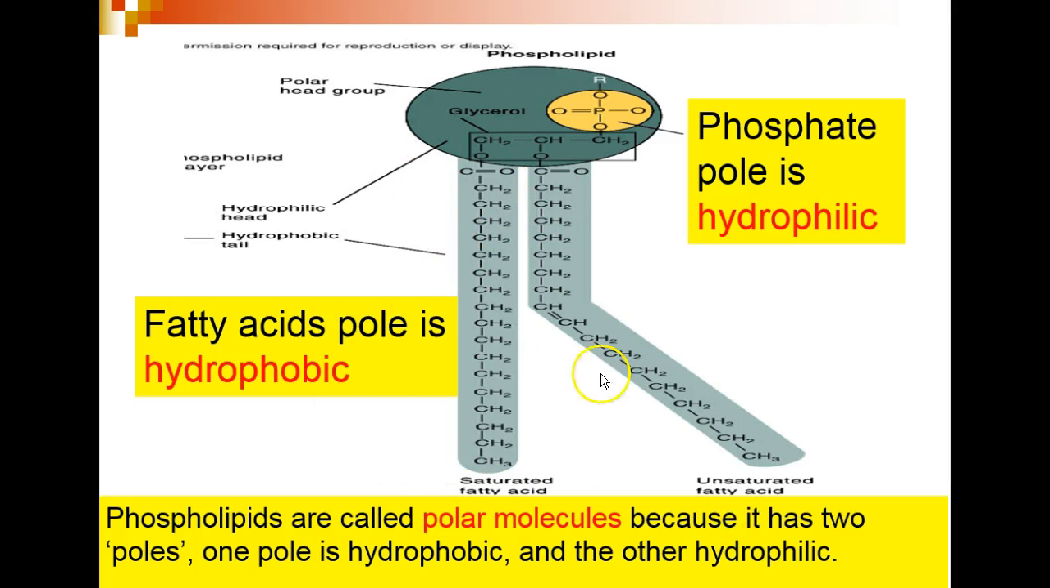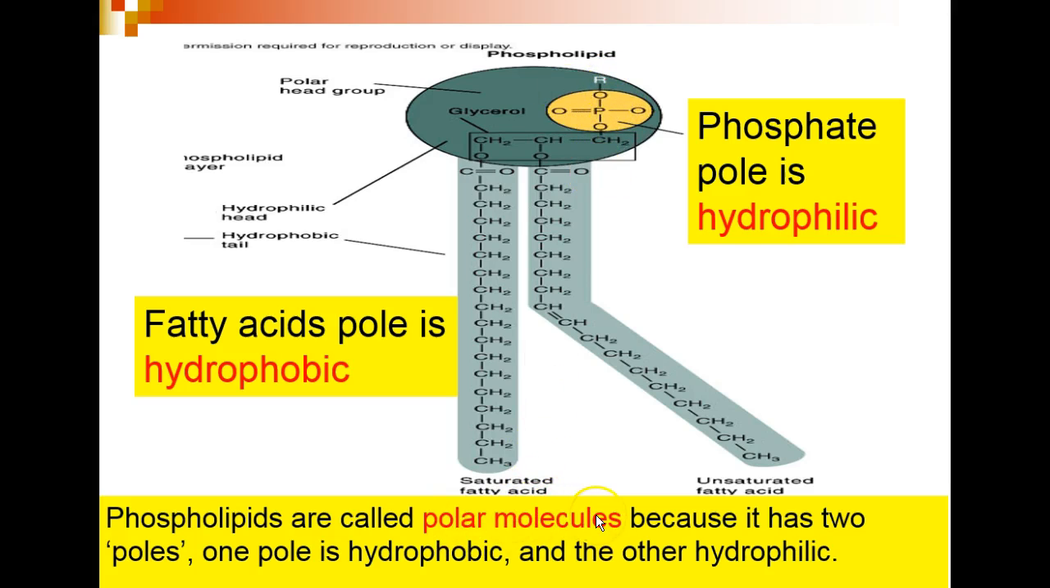This is a depiction of a phospholipid molecule. Phospholipids consist of one glycerol molecule to which two fatty acid chains have been attached. The third carbon of the glycerol is attached to a phosphate group.